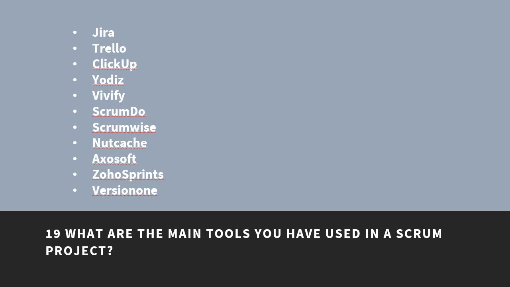What are the main tools you have used in Scrum? You can tell about the tools accordingly that you have used, and I have collated a few tools for you, that is Jira, Trello, ClickUp, Yodiz, Vivify, ScrumDo, ScrumWise, Nutcache, Axosoft, Zoho Sprints version 1.